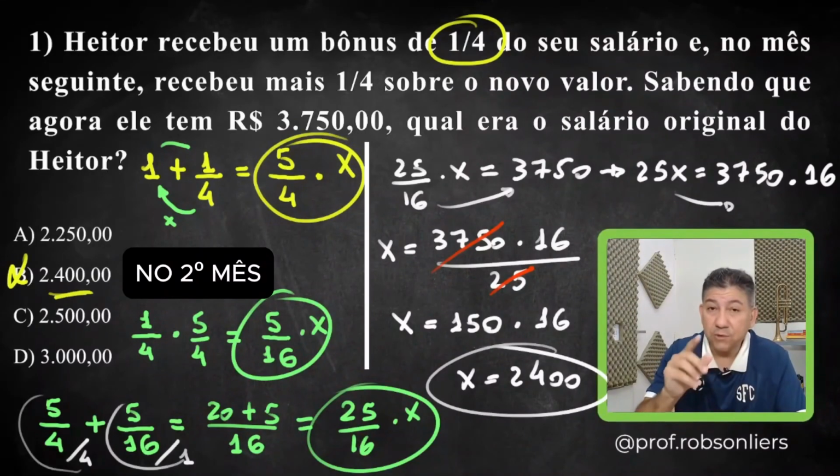Well, after that Heitor problem, I picked out 3 questions from Vunesp and now from 2025 that follow the same logic. Fractions of what remains. Increases, including a final bonus for you to solve on your own. Get your paper and pen ready and let's go to the screen.